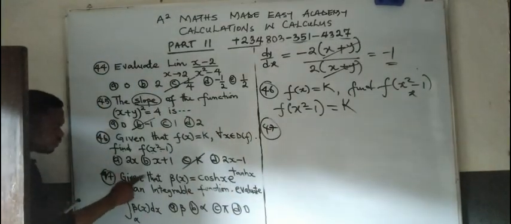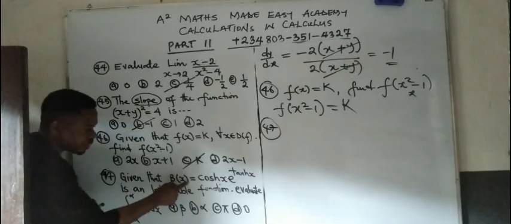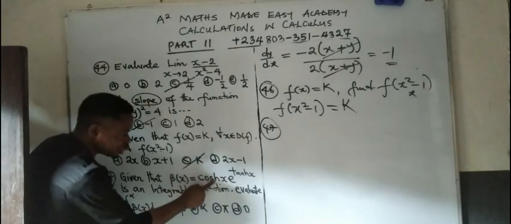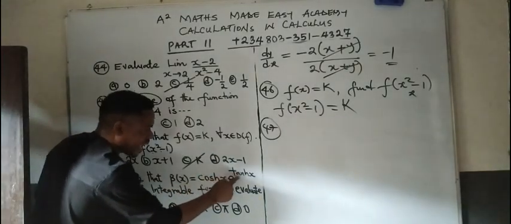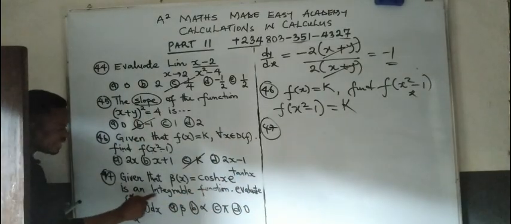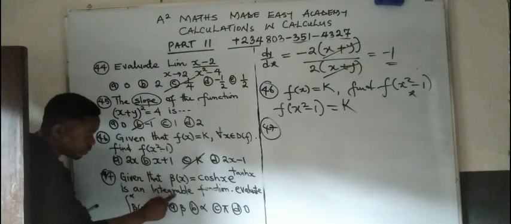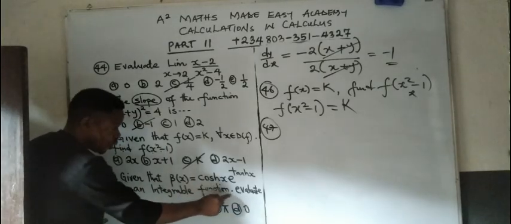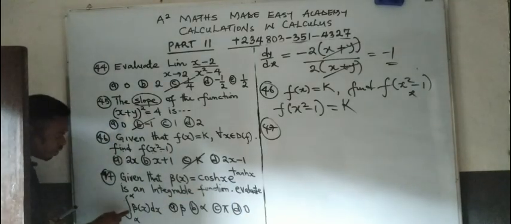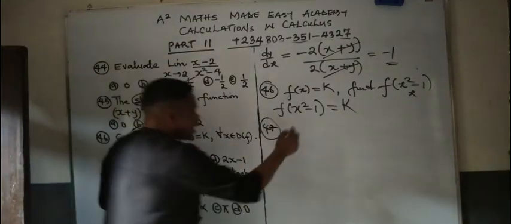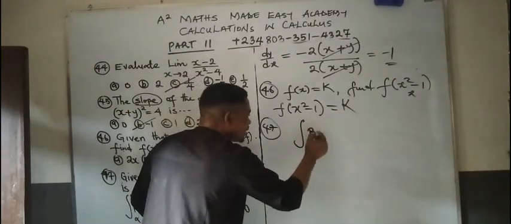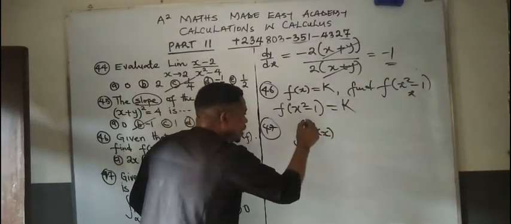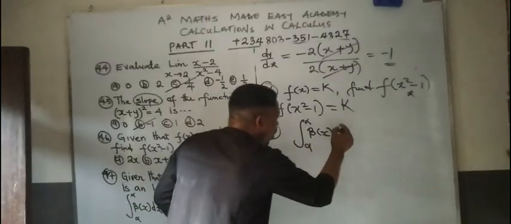Be careful. Given that beta of x is cosh x exponential tanh x is an integrable function. What did I say? Integrable function. Full stop. Now evaluate the integral of beta of x dx bounded by upper limit alpha, lower limit what? Alpha. Now look up. They said we should evaluate this, beta of x bounded by upper limit alpha, lower limit alpha, under what?